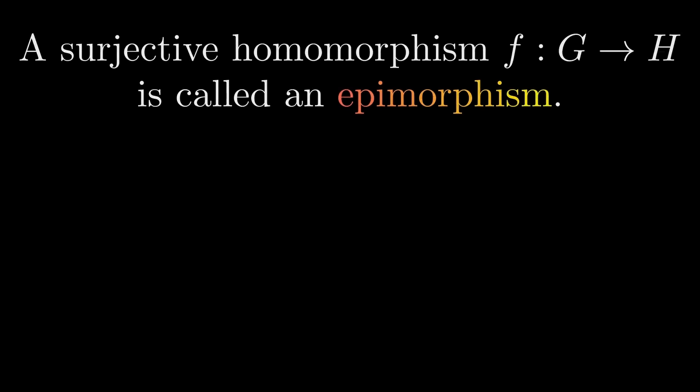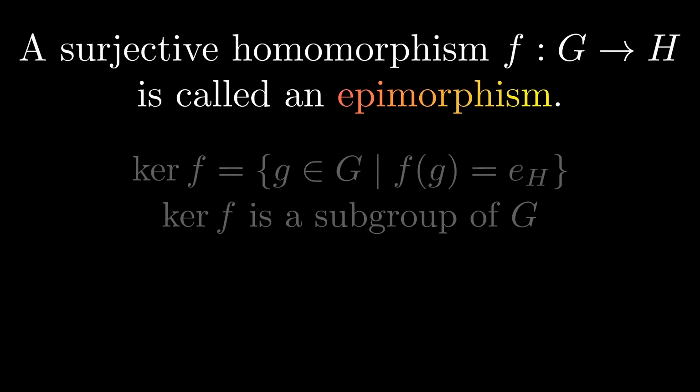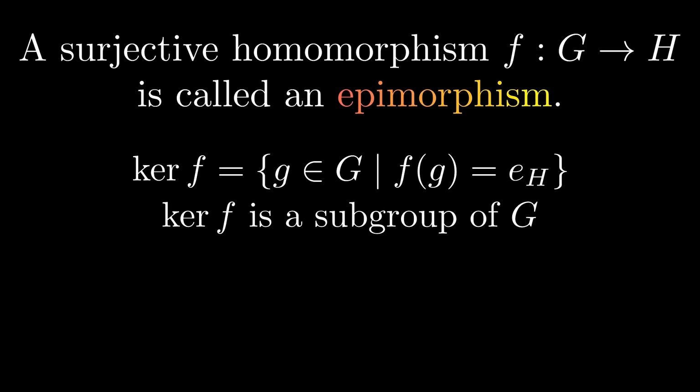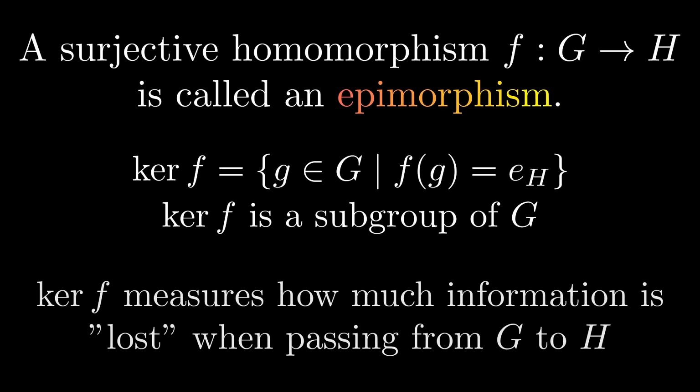A surjective homomorphism is called an epimorphism. Surjective means that every element in the codomain has at least one pre-image in the domain. In this case, we can study the kernel, which is the set of all the elements in the domain that map to the identity element of the codomain. The kernel forms a subgroup and measures how much information is lost when passing from G to H.